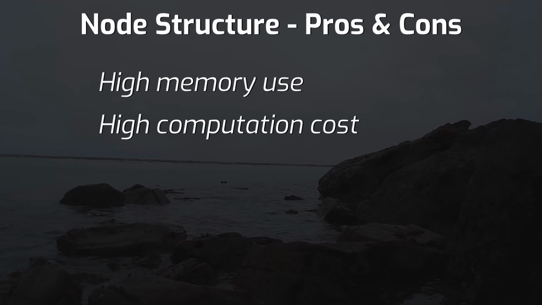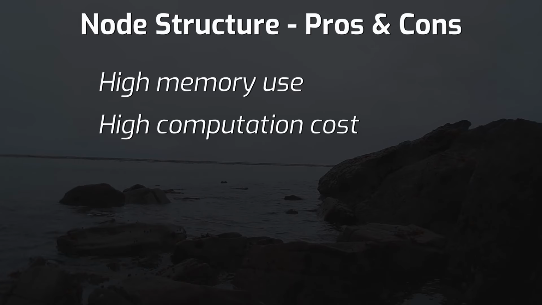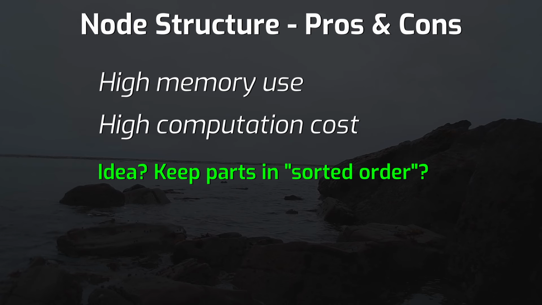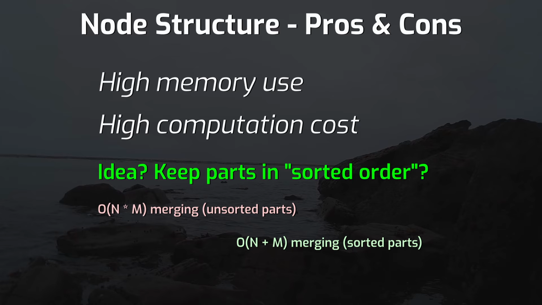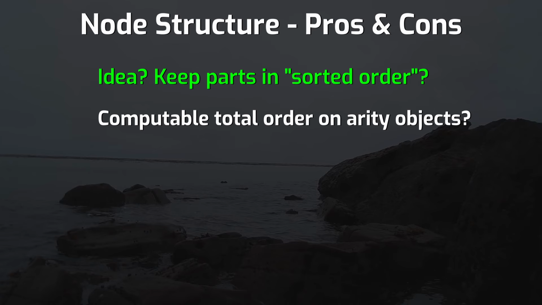Second, some of these operations have to work pretty hard, in particular the constructors for tuples and the equality operator. In their worst cases, both of these have to do n by m scans across a pair of part arrays. This could be improved by keeping those parts in some kind of sorted order. Then, instead of an O of n times m merging, the constructor could be using some kind of O of n plus m merging. In order to sort parts, we would need a computable total order on the arity objects.